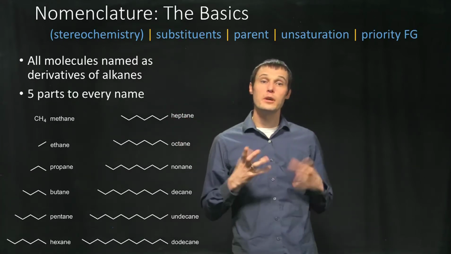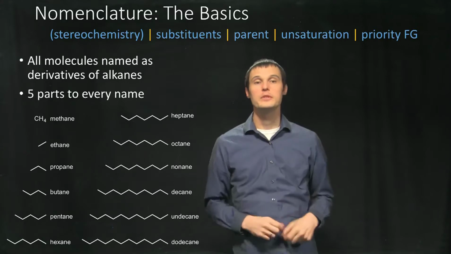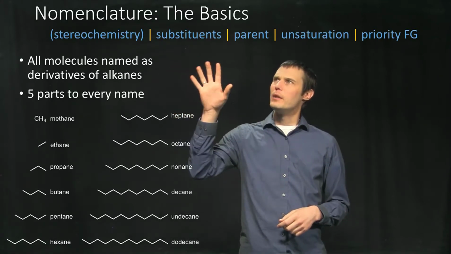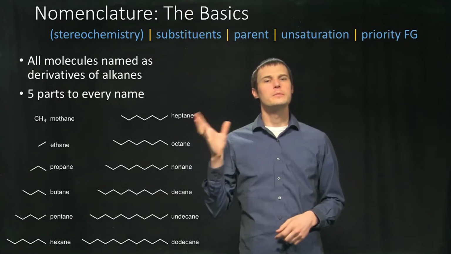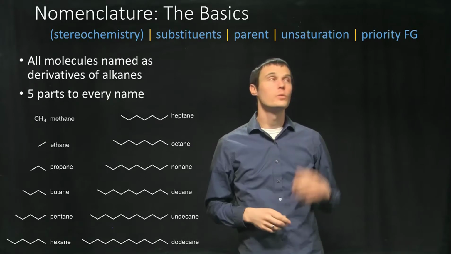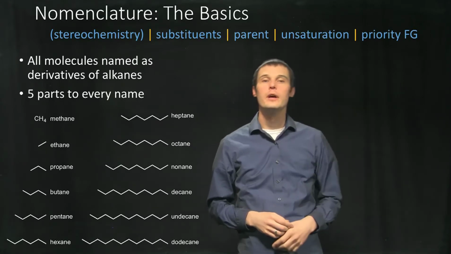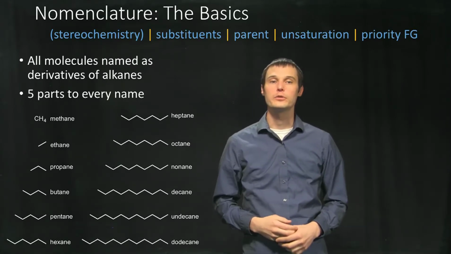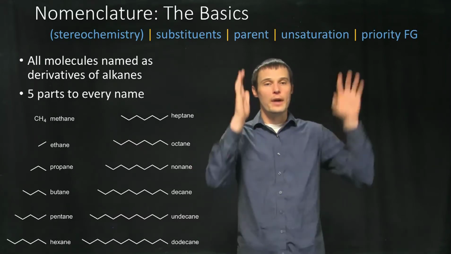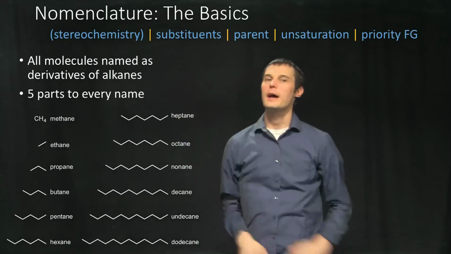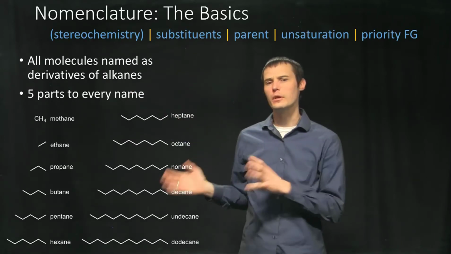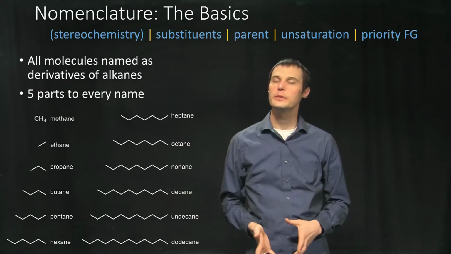A couple of things I do want to point out. Stereochemistry is in parentheses because when we write the IUPAC name, we do in fact put the stereochemical information in parentheses. Not every molecule will have stereochemical and substituent information, but every molecule will have a parent, will have some kind of unsaturation information, and will have some information about a priority functional group. Again, whatever that means, we'll figure that out a little bit later. So you have to have these last 3 parts. You may or may not have these first 2 parts. And we'll learn a little bit by doing here with these alkanes that we've just been talking about.